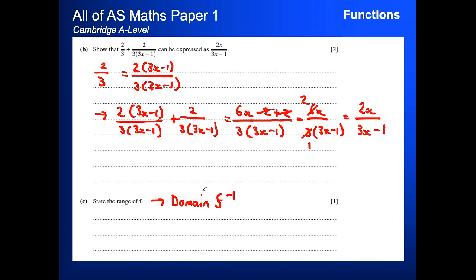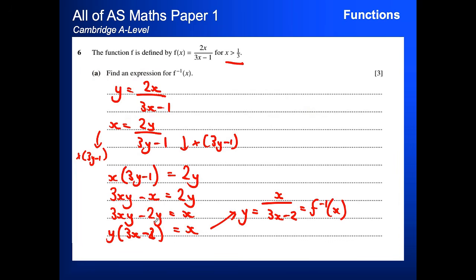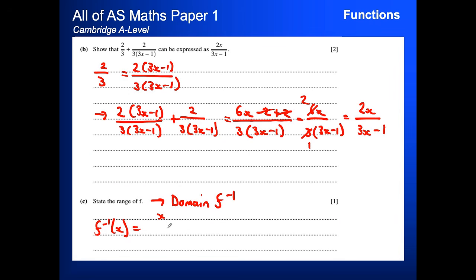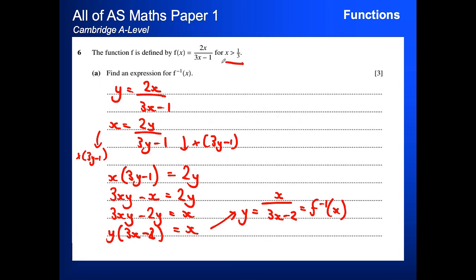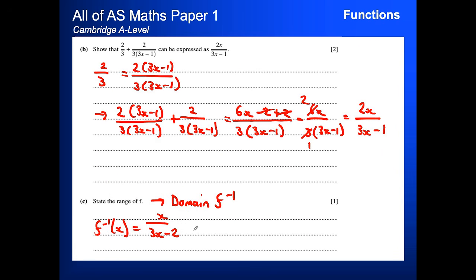So if we go back to our inverse function, let's just write down our inverse function, which was from part A, so x over 3x minus 2. And what's the domain of this function? Well, the bottom is not allowed to be 0, and remember it's greater than a third. So if we look at our initial function here, it has to be greater than a third, therefore it needs to do the same situation at the bottom here.